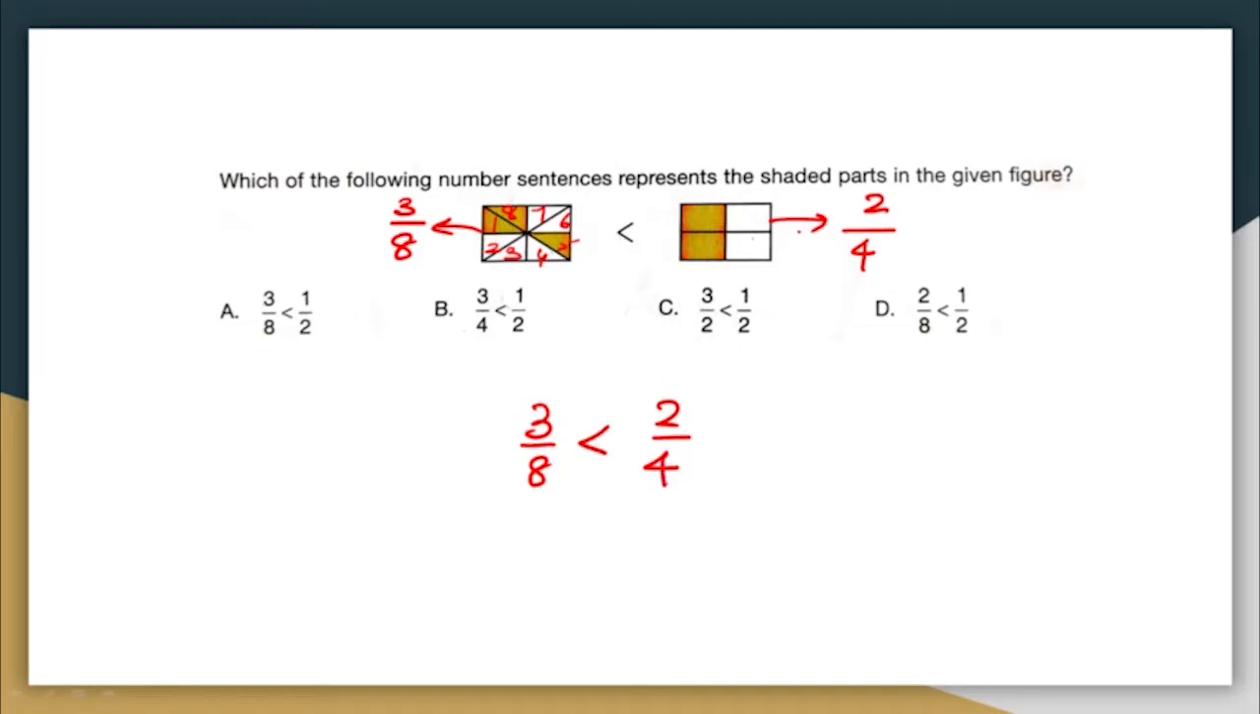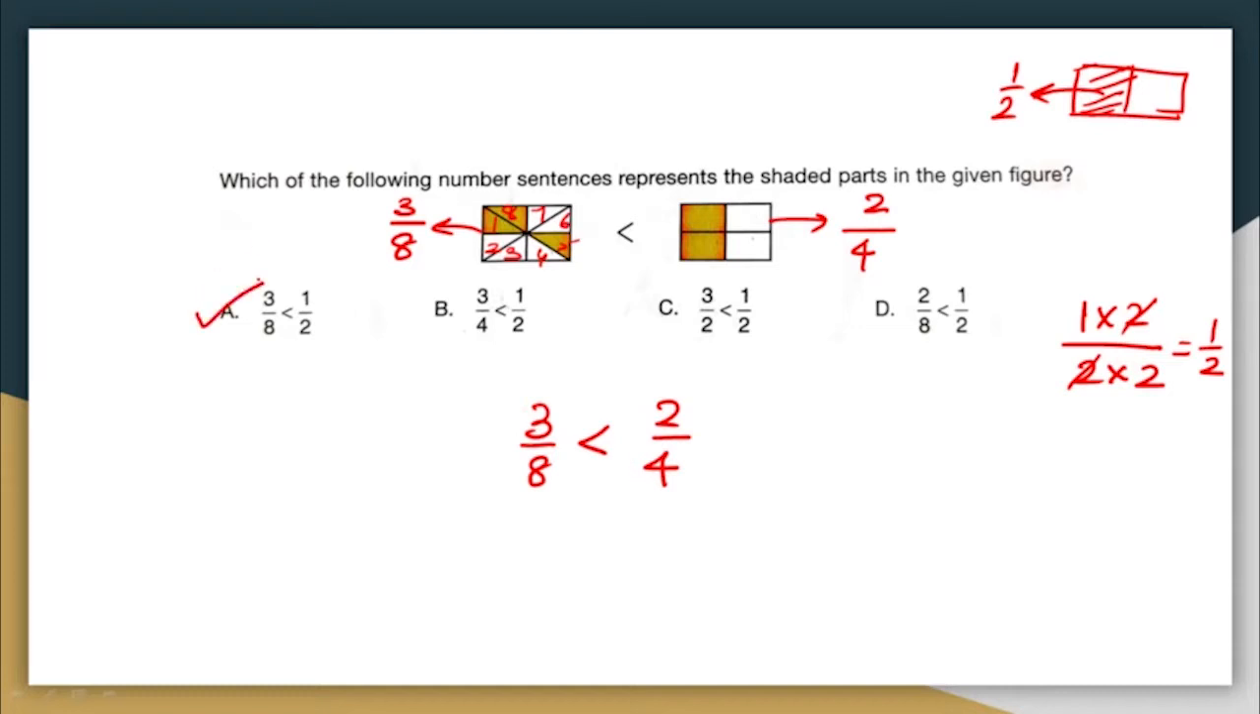Now what is 2 by 4? 2 by 4 is nothing but 1 multiplied by 2 divided by 2 multiplied by 2, or this is nothing but equal to 1 by 2. That is, if you look at this rectangle here, out of this rectangle, this part is shaded. Even though it is divided into 4 parts, this full part is shaded, this is not shaded. So this is equivalent to 1 by 2. So what will be your answer? 3 by 8 is less than 1 by 2. Correct answer is option A.